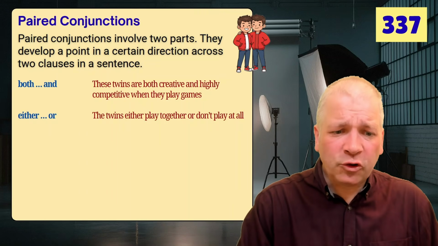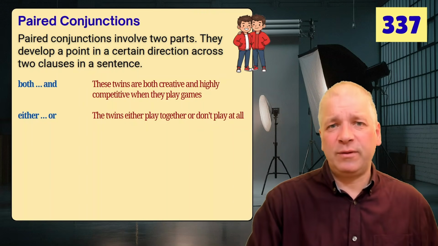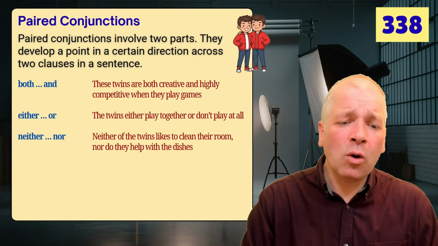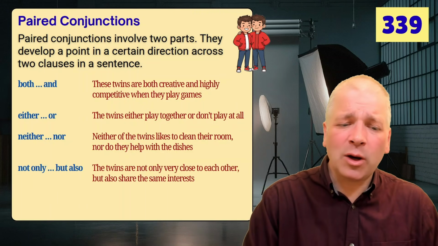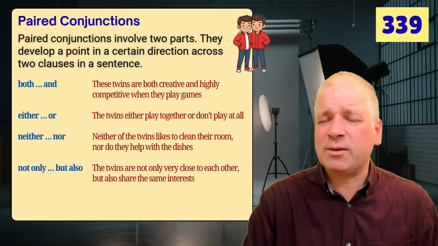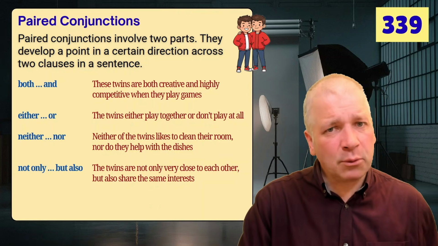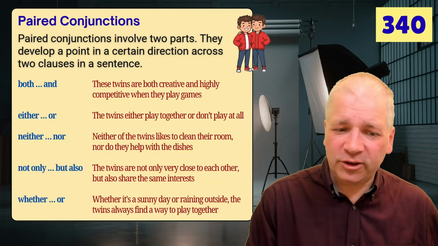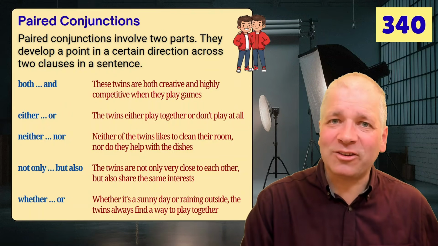Either or. The twins either play together or don't play at all. Again, either or, two alternatives in a sentence. Neither nor. Neither of the twins likes to clean their room, nor do they help with the dishes. Two things that are not true. Not only, but also. The twins are not only very close to each other, but also share the same interests. So this is an addition conjunction here. This thing is true, and the other thing is also true. And whether or. And this provides an alternative again. Whether it's a sunny day or raining outside, the twins always find a way to play together.